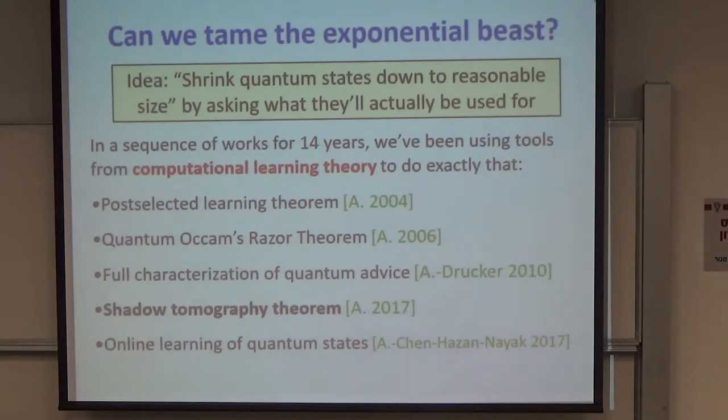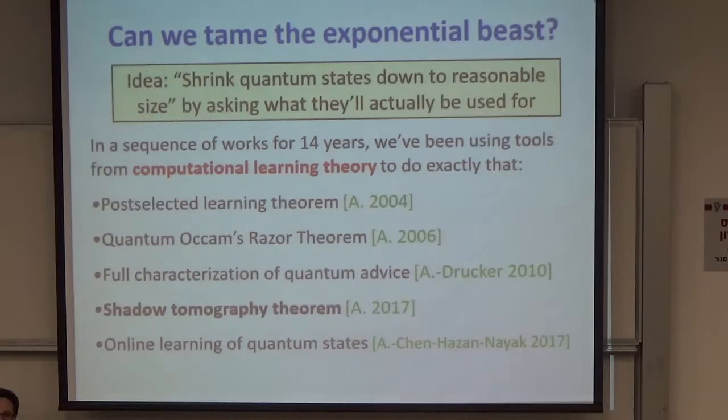Now the question is, how much data of that kind do you need before you can predict the behavior of rho on most further measurements drawn from the same distribution? I'm not asking you to learn the density matrix of rho. You don't have to do that. We know that takes an exponential amount of data, but we're not asking you to do that. Just predict the behavior of rho on most measurements drawn from this distribution.